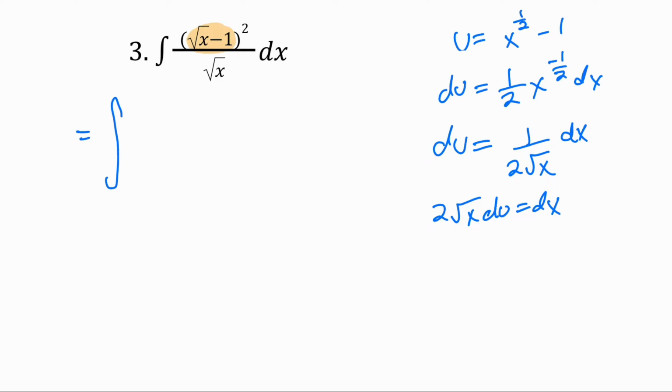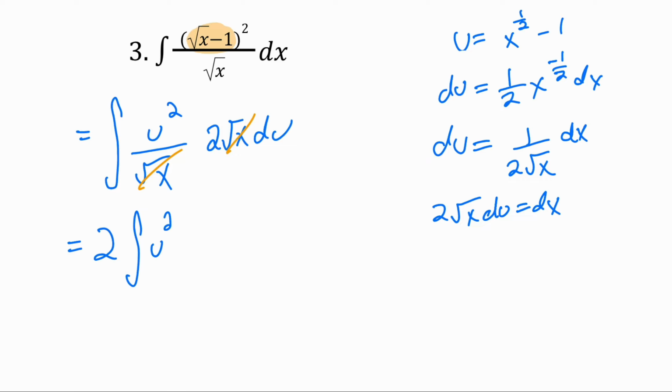So we're really integrating u squared over radical x. And when we substitute in the dx, we have 2 radical x du. The nice piece here is those radical x's cancel, and then we just have that 2 left over. So we're really integrating 2 times the integral of u squared du, and u squared is nice and easy to integrate. It's really just 2 times u to the 3rd over 3 plus c.